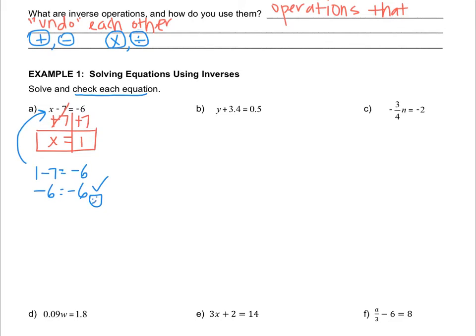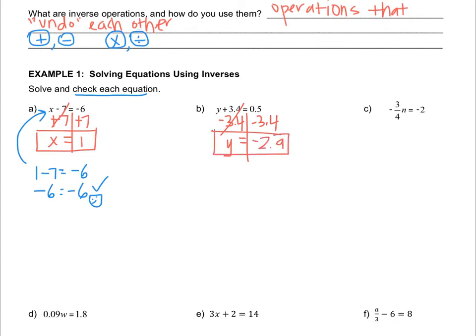Okay, now let's look at example B. So you say to yourself, what operation do I have? And you look at the variable, you have addition, so the opposite would be subtraction, or the inverse. So I'm going to subtract 3.4 from both sides. And I'm probably going to get out my calculator because I don't know 0.5 minus 3.4 off the top of my head. So I'm going to punch it in. 0.5 minus 3.4. And that's negative 2.9.